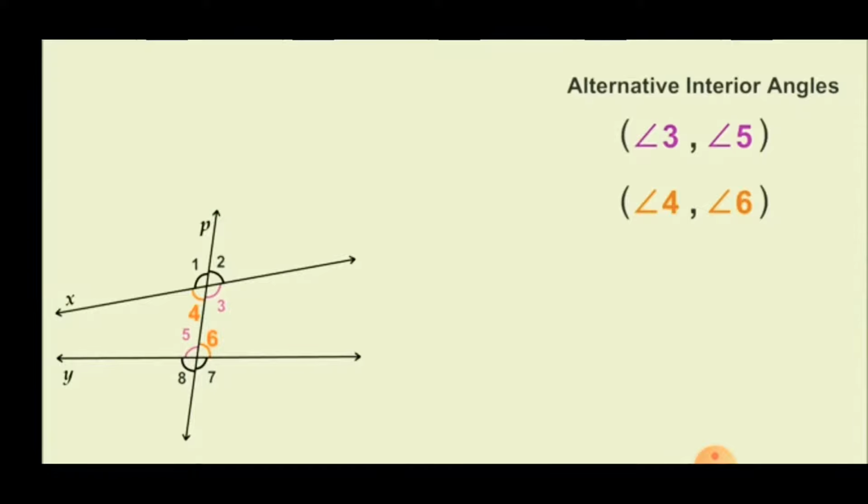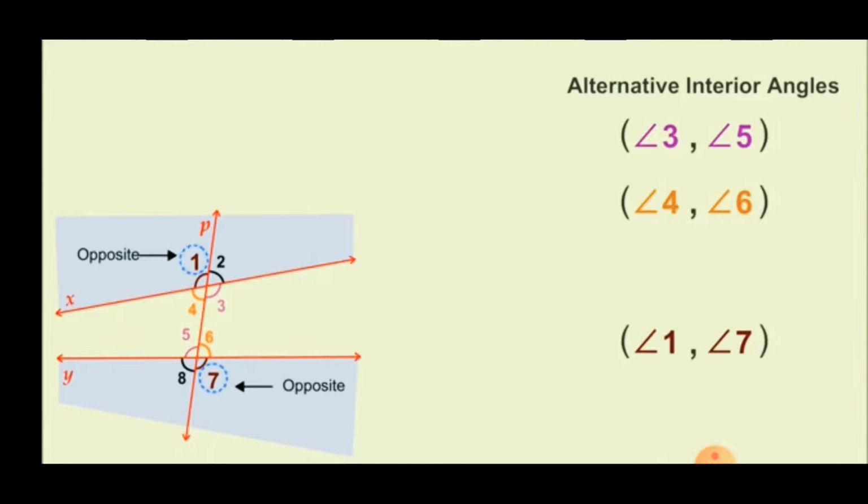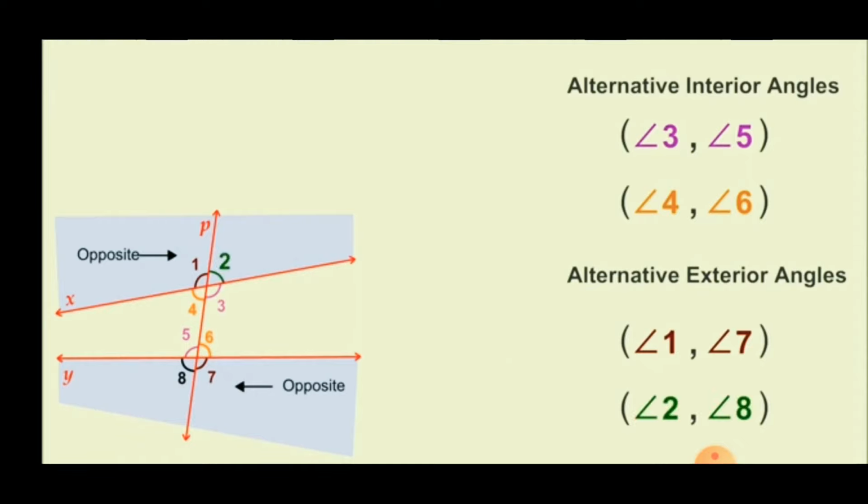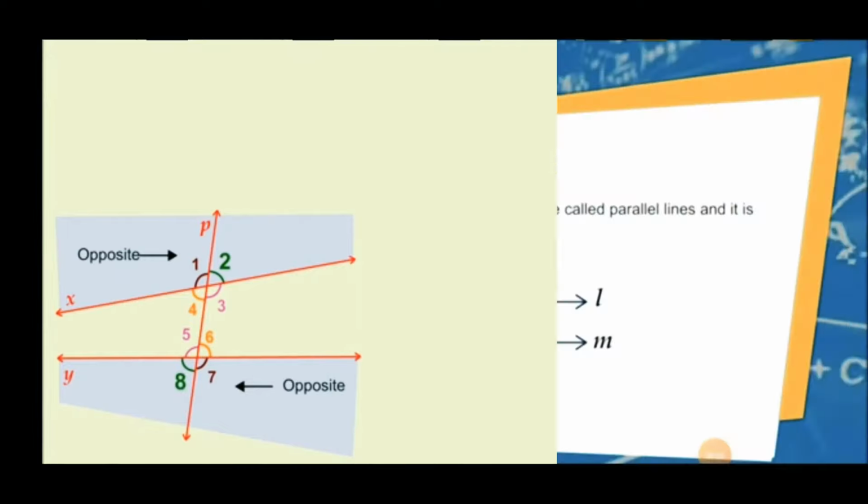If you notice the other pair of angles, like angles 1 and 7, they are also on the opposite side of a transversal line. Can we say that this pair also represents a pair of alternate angles? Yes, we can say, but as this pair lies in the exterior part of the lines x and y, the pair of angles 1 and 7 is called alternate exterior angles. Can you name another pair having the same feature? The pair of angles 2 and 8 also represents a pair of alternate exterior angles.